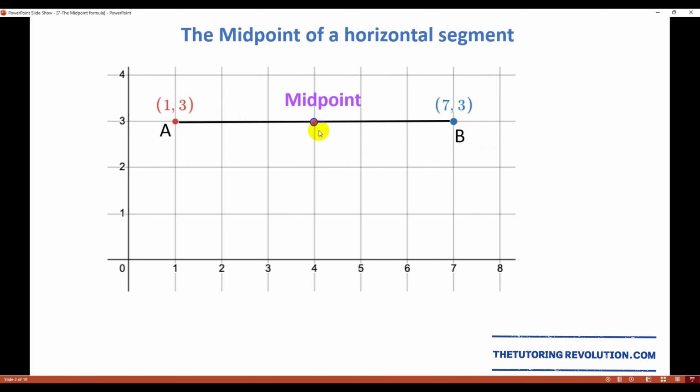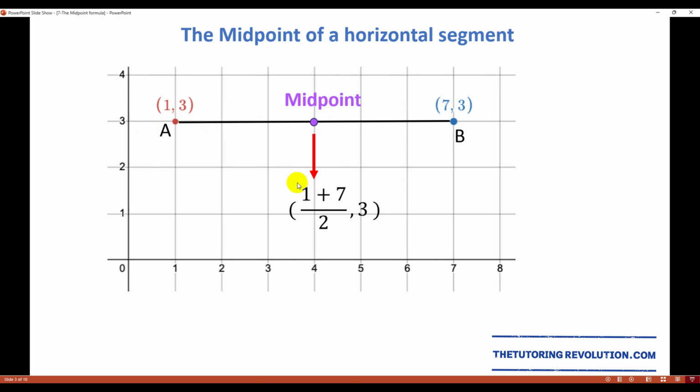So what we do is we realize that the x-coordinate for this midpoint is going to be the average of this 1 and this 7, right? Because remember, the average is the value in the middle. So basically 1 plus 7 divided by 2 will give us the x-coordinate here. And the y-coordinate is 3 because all these points in the segment have a 3 as a y-coordinate.